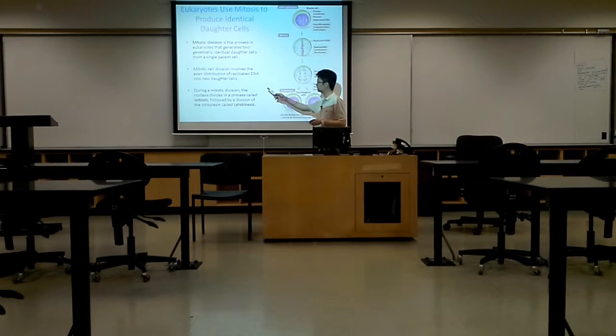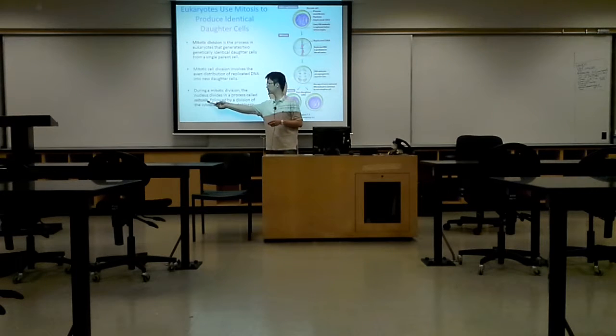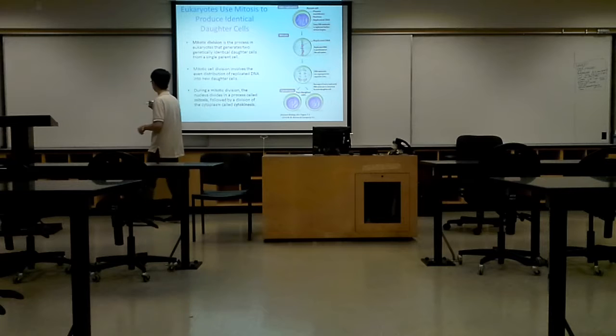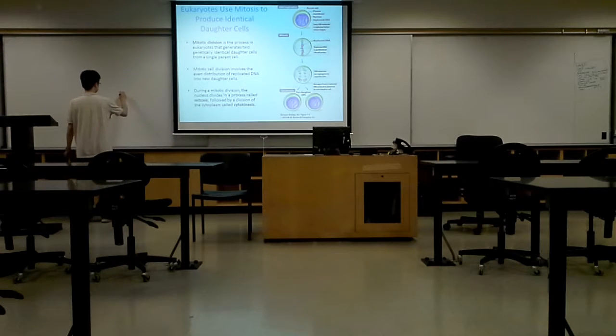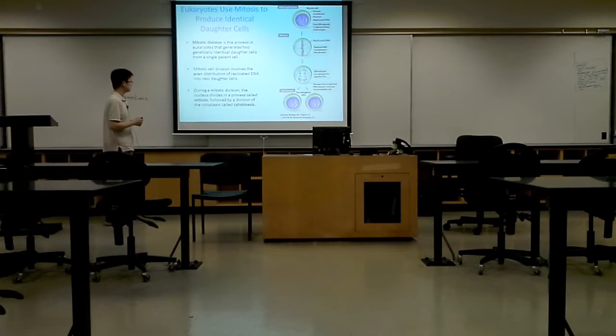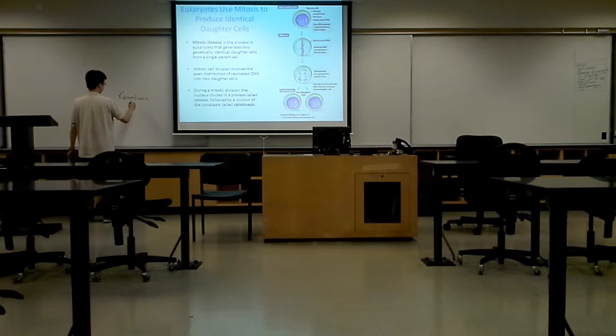And the nucleus dividing is called mitosis. But actually there's another term, it's called karyokinesis. Karyokinesis means the splitting of the nucleus. So karyokinesis always occurs before cytokinesis.